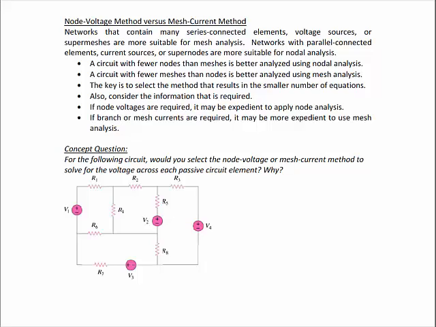Also, if you don't want to deal with supernodes, you may do mesh current, or if you don't want to deal with supermeshes, you may do node voltage. So now that I've given you some of the reasons why I choose to do one versus the other, look at the concept question at the bottom of the page and determine whether you think it would be more efficient to do the node voltage or mesh current method and why.